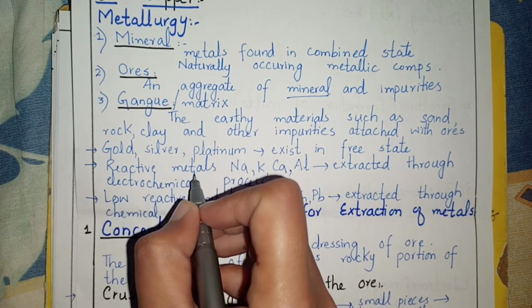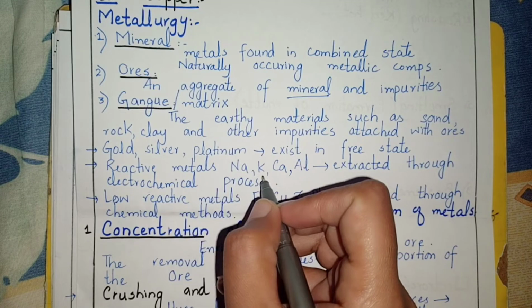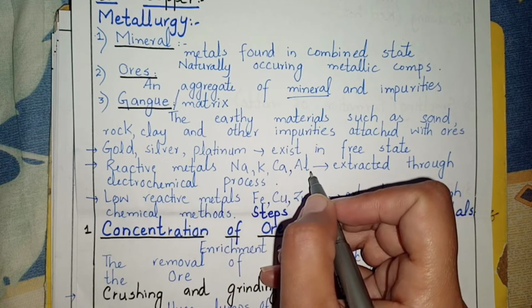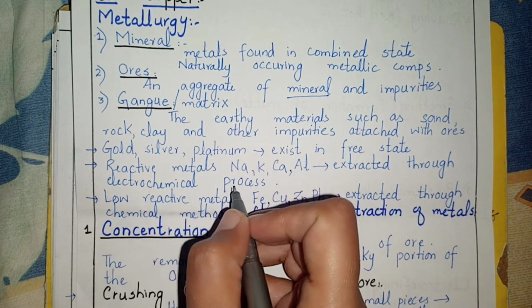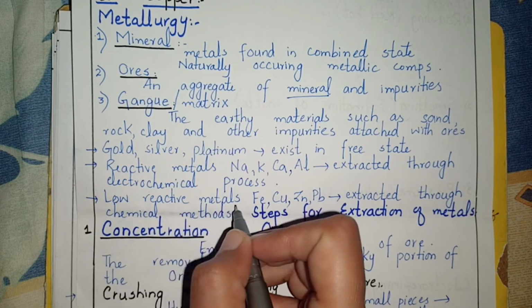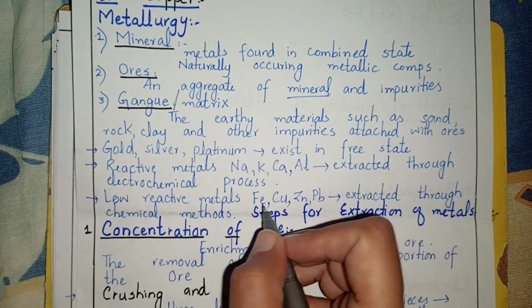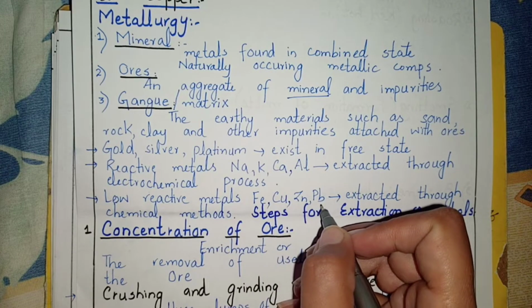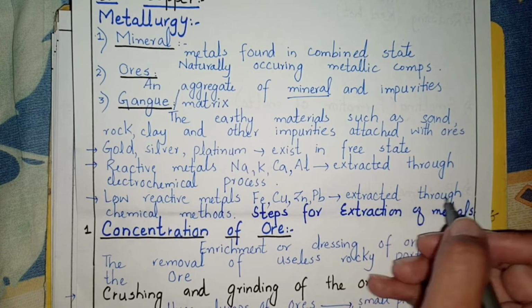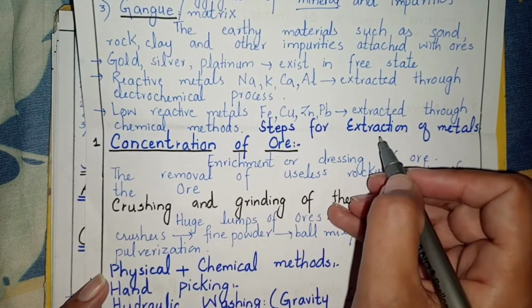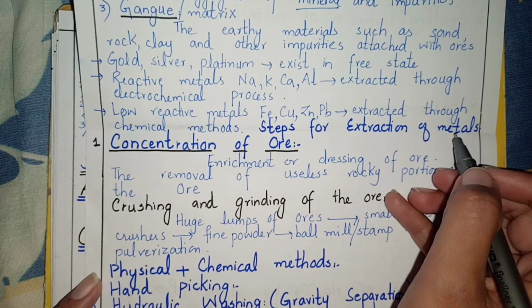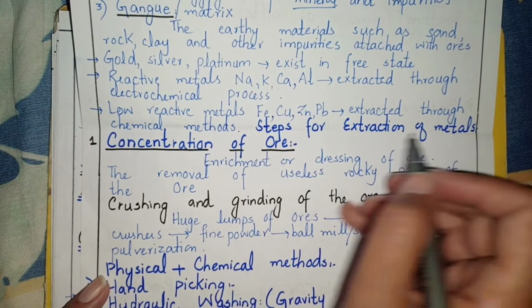While the reactive metals are sodium, potassium, calcium, aluminium and they are extracted through electrochemical process. Low reactive metals just like iron, copper, zinc, lead, they are extracted through chemical methods. Steps for extraction of metals. How we will extract metals?